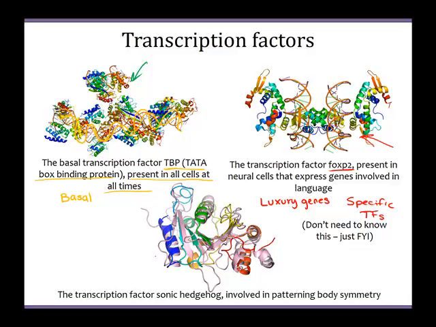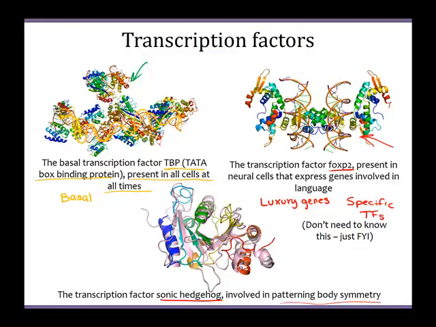Here's another example of a specific transcription factor for a luxury gene. I love this one. This transcription factor is called Sonic Hedgehog, and yes, it was named after the video game character. This transcription factor is involved in expressing the proteins that help to pattern your body's symmetry. So the reason why you have 2 hands, 2 legs, why you're symmetrical, is in part, at least, because of this transcription factor being expressed while you are developing as an embryo.